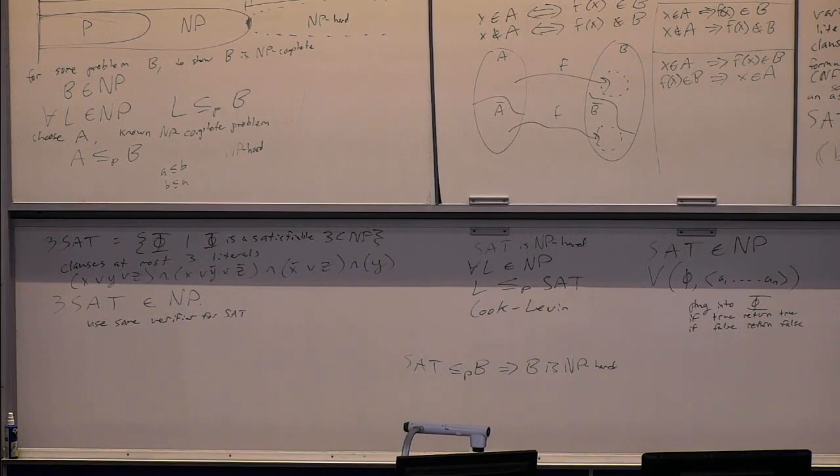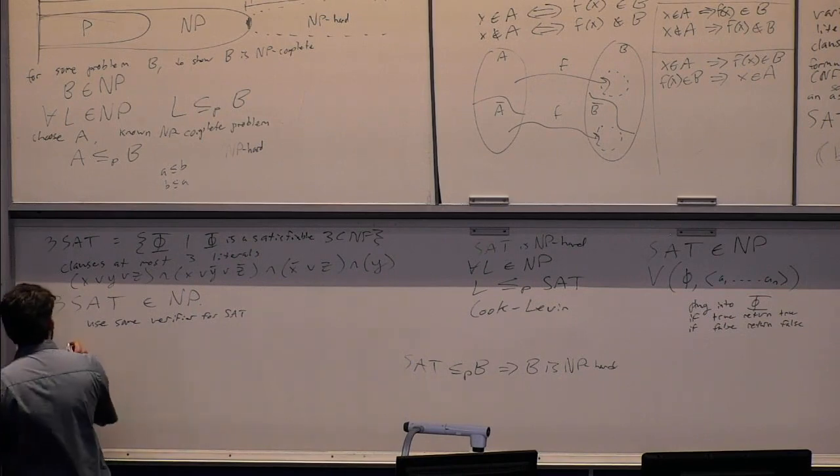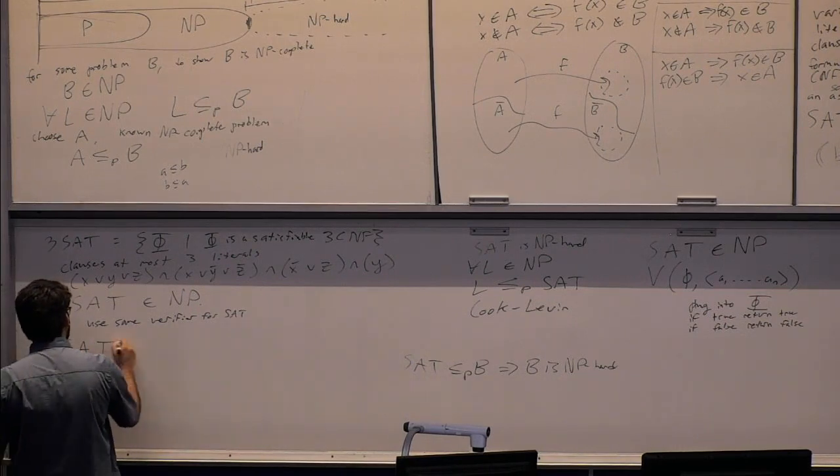Now we want to prove that 3SAT is NP-hard, and that will be sufficient for us to prove it's NP-complete. We're going to reduce from a known NP-complete problem to 3SAT, and that's going to prove for us that 3SAT is harder than that problem. But because we also showed it's in NP, that means that it's as hard as that problem. That problem is, of course, going to be just SAT. So we're going to perform a polynomial time reduction from SAT to 3SAT.